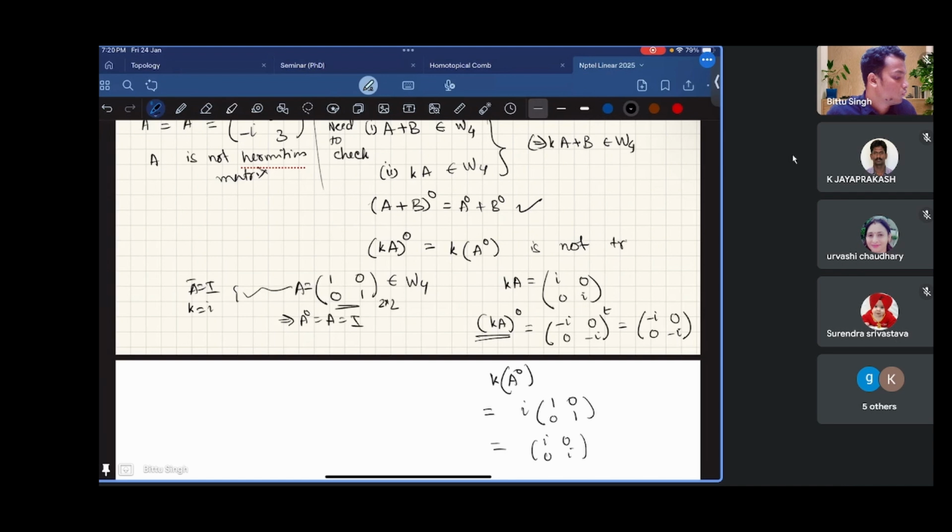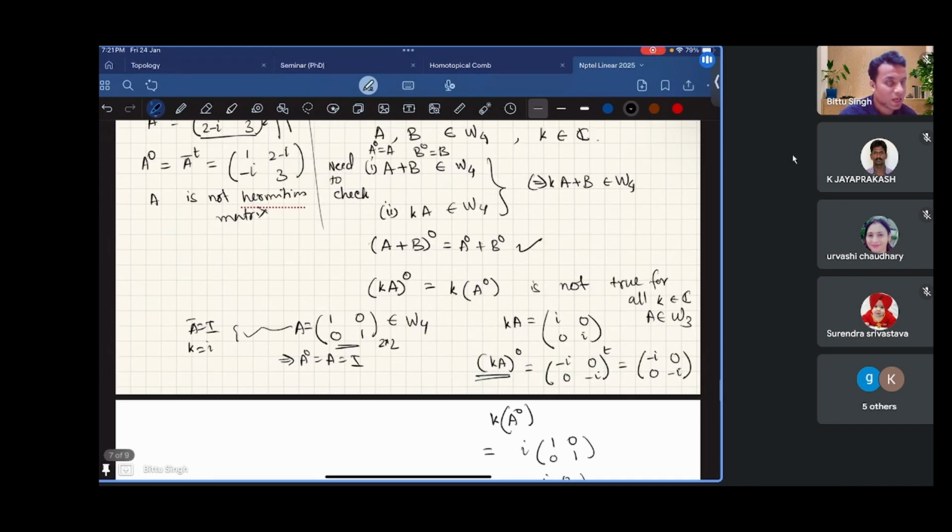That is not true for all K belongs to C and A belongs to W4. So this is not true. One example will be like this. We have considered a particular case, 2 by 2 matrices, which are Hermitian. But we can see that (K A) naught is not same as K times A naught. That is, scalar multiplication is not there.